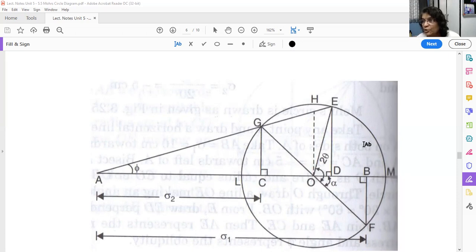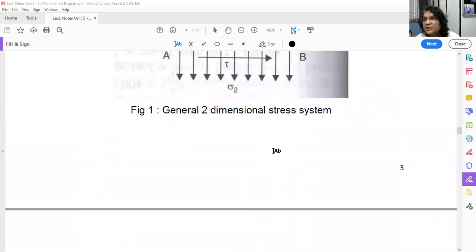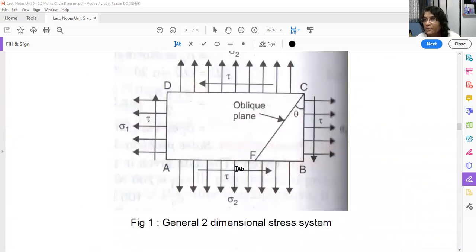So when this OE coincides with M, that means when point D comes here, AD is the normal stress acting on the inclined plane. Go to this diagram. What is the normal stress acting on this FC? Sigma N or sigma theta. When theta becomes 0, that means when FC is parallel to here, it is the maximum stress angle.